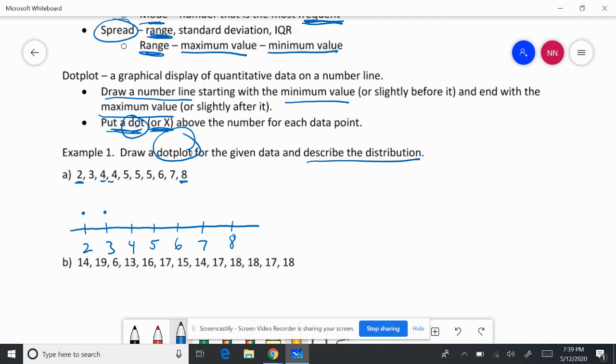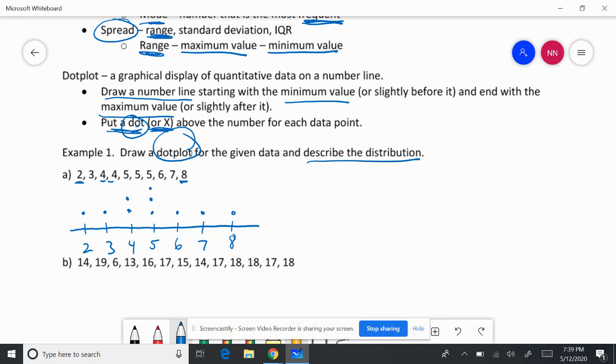We have 2 4s. So for the 4, I put a dot and then a dot. For the 5, I put 3 dots. 6 is 1 dot. 7 is 1 dot. And 8 is 1 dot. This right here is my dot plot.